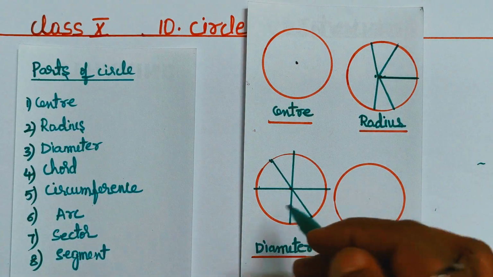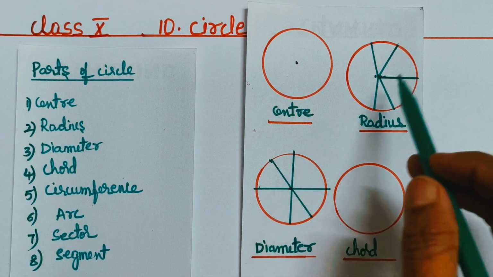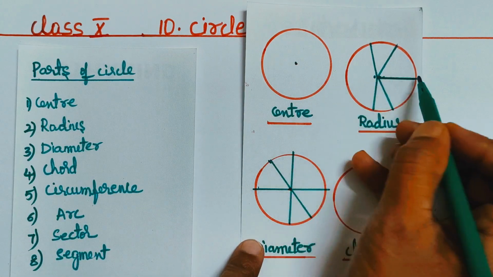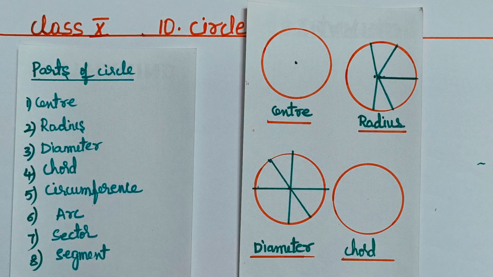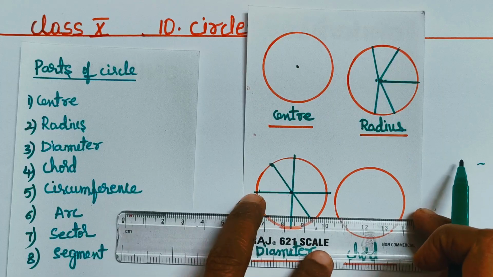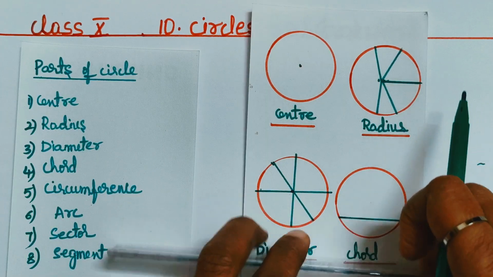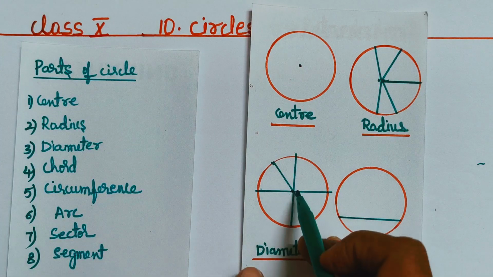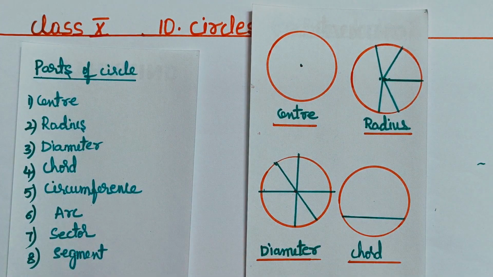Radius is also infinite, diameter is also infinite. The radius doubled is the diameter. The diameter halved is the radius. Next, chord. What does chord mean? See here, this is a chord. Joining this corner to this corner is a chord. A diameter is also a chord, but the biggest chord is the diameter.